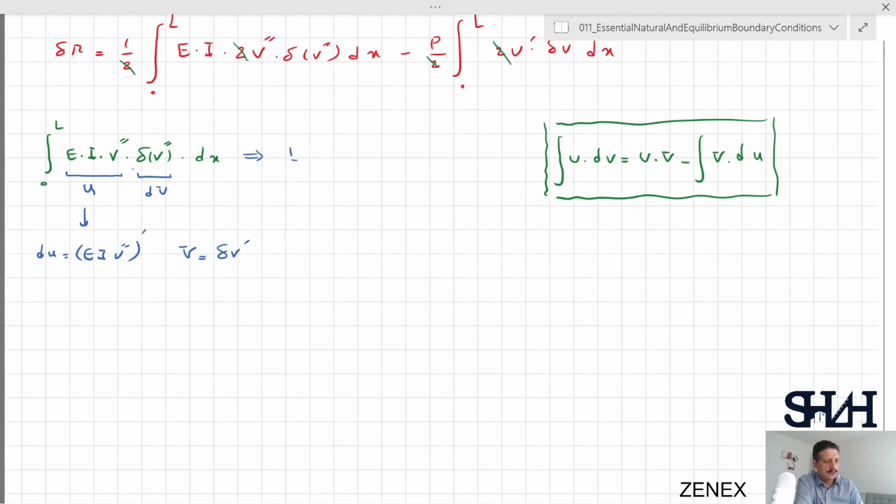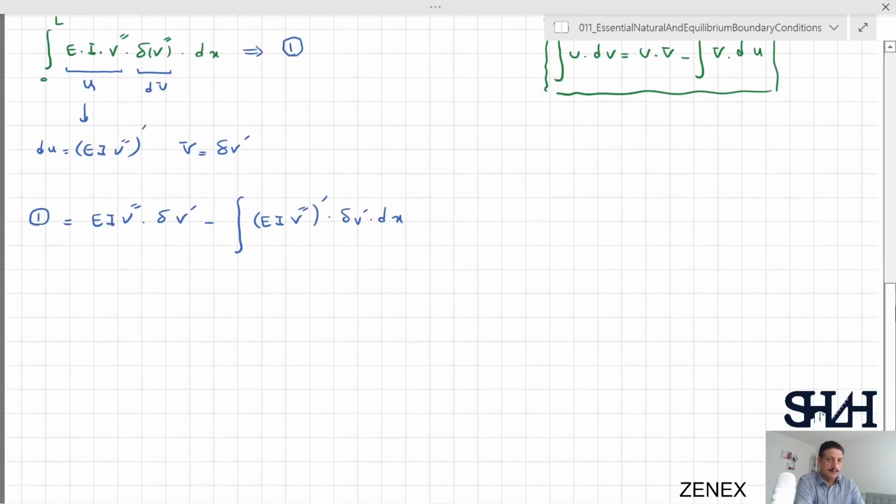Now I can substitute these in equation number 1. So the first integration will be u times v, which is EI second derivative of V times delta V prime, minus integration of v du, EI third derivative of V times delta V prime dx. You might ask, okay, when can we stop? We can stop when we have delta V in the integration.